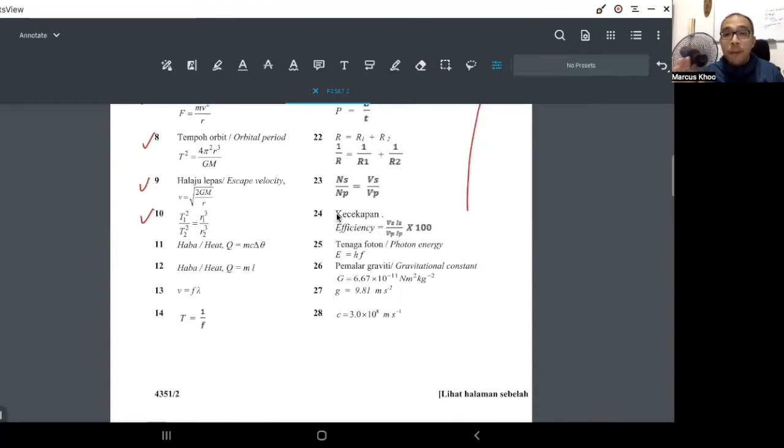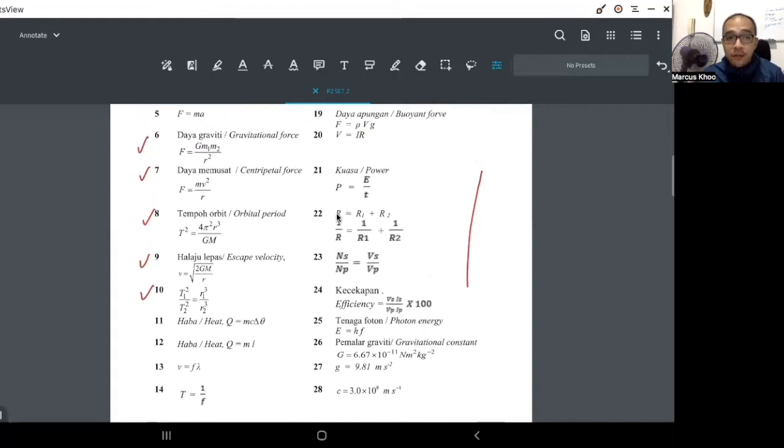But what I can tell you is whatever formula that they give is usually meant to help you in the paper one. It means you can use the formula, but not every formula you have to use. So bear that in mind. If you're stuck and you don't remember the formula, go to the front of the question paper and see whether the formula that you want is there.